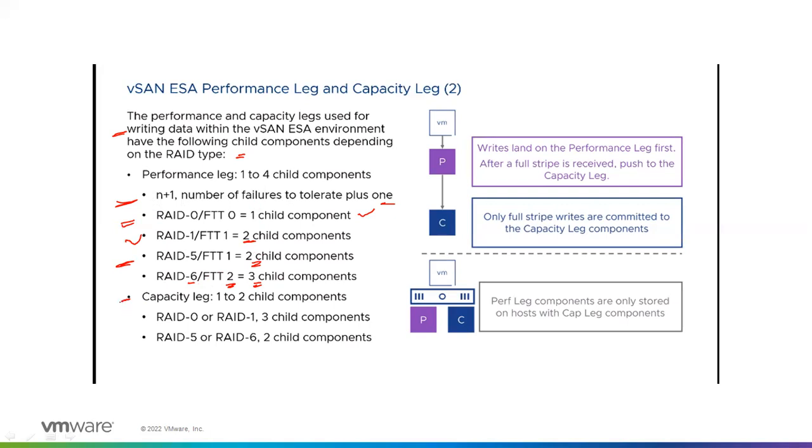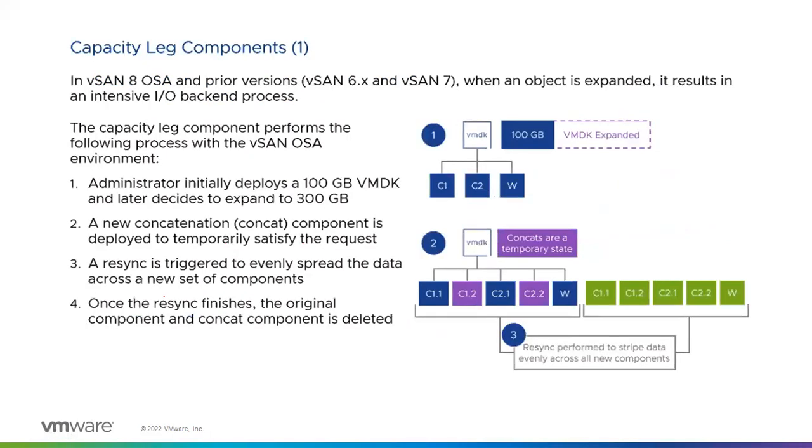Then the capacity leg has one to two child components, especially for that. It supports RAID 0 and RAID 1 to 3. RAID 1 has three child components, and RAID 5 or RAID 6 have two child components in the capacity leg. So let us understand in a bit more detail here. The capacity leg component performs the following process within the OSA architecture environment.